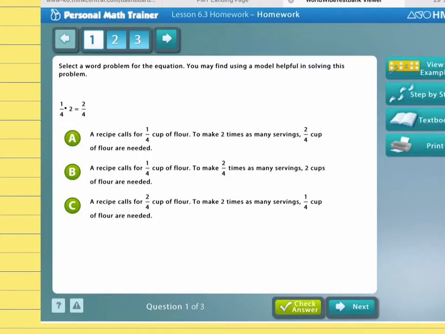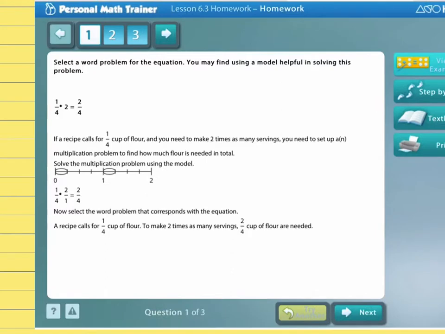Go ahead and take a look at these. A recipe calls for 1/4 cup of flour. To make 2 times as many, 2/4 are needed. That so far makes sense. A recipe calls for 1/4 cup of flour to make 2/4 times. Well, you're not doing 2/4 times, so I think I would kick that out. A recipe calls for 2/4 cup of flour. No, it calls for 1/4 cup of flour, so I'm going to kick that out. Let's look at the example and go over the Think Central answer on the next page.